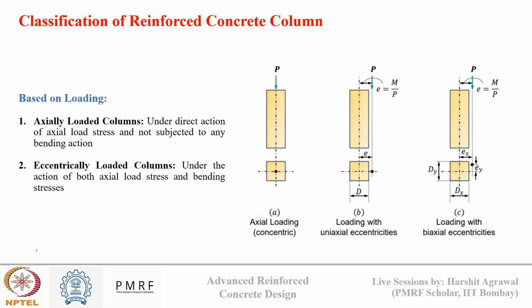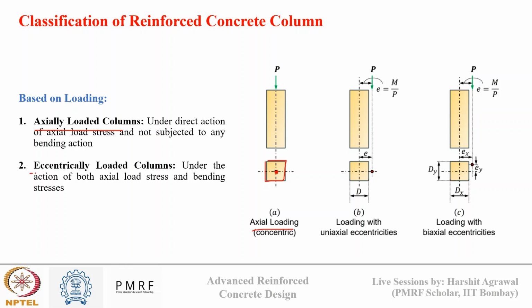And finally, based on the loading, there are two types of column. First, the axially loaded column, where there is direct axial stress acting on the column without any bending. This is the top view of a column. If my load is acting at the centroid, then we say it is an axially loaded column.